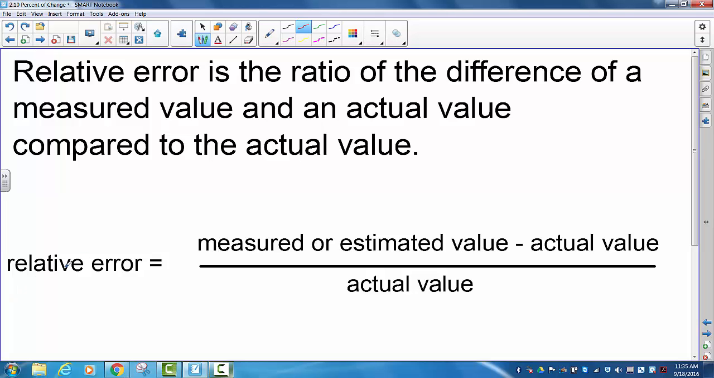What it means is that you have a measured value that you are working with, you subtract the actual value, and then you divide by the actual value. So you get the difference between your estimated or measured value and what it actually is, and then you divide it by the actual. So it's just seeing how much you're wrong by, and then dividing it and getting a percent.